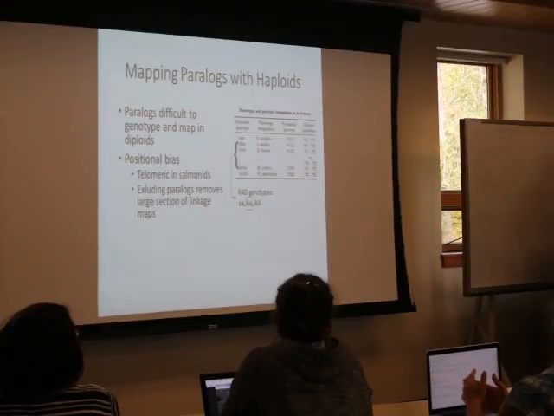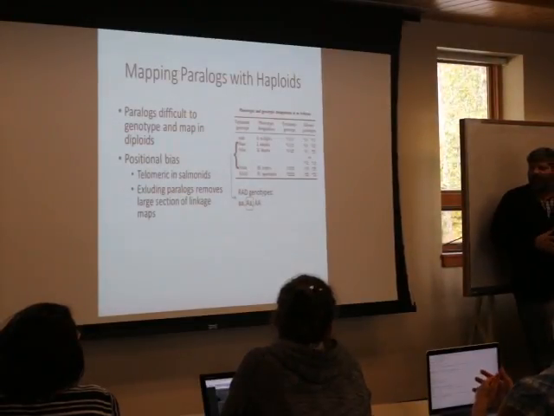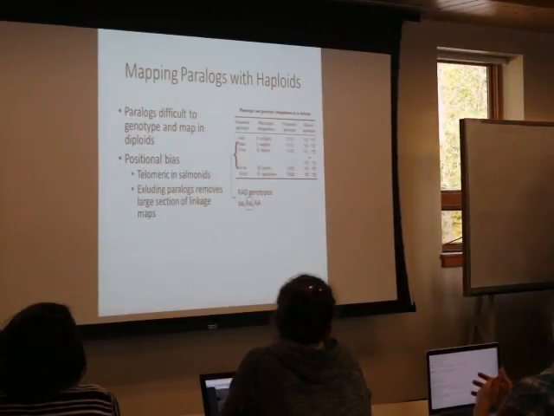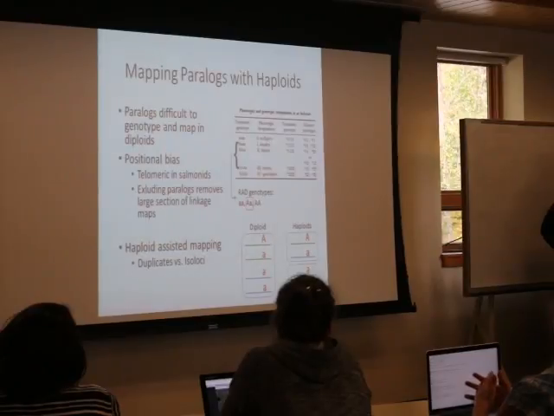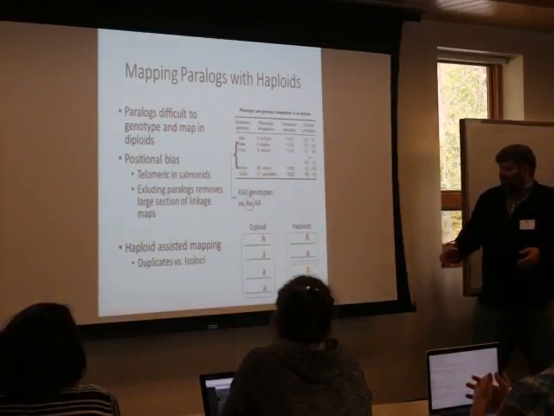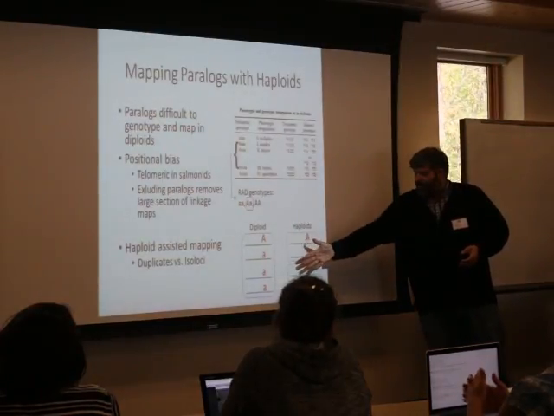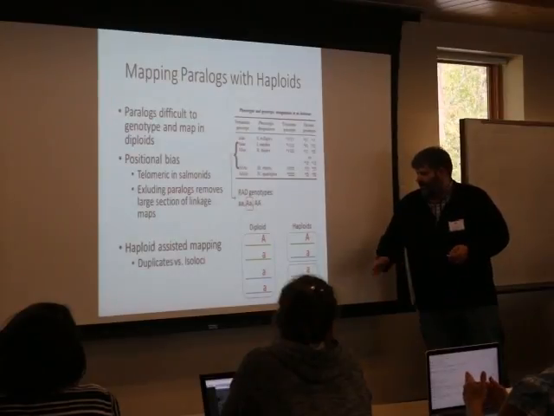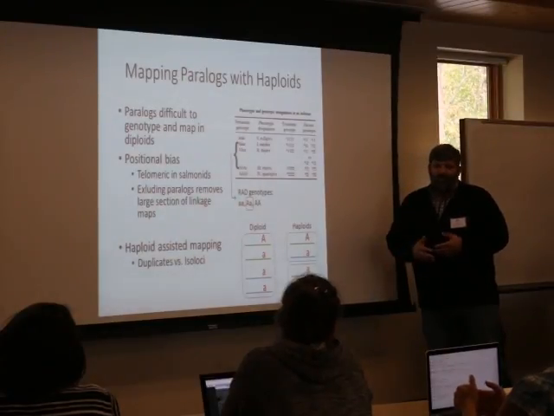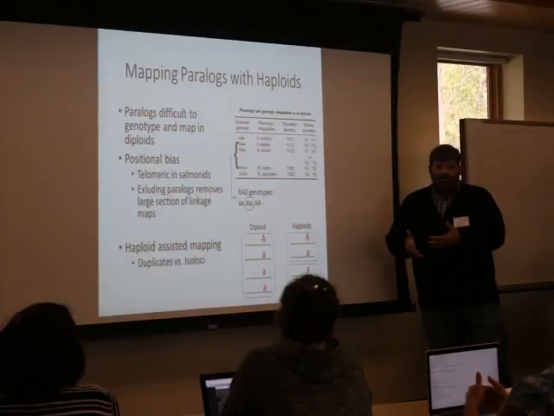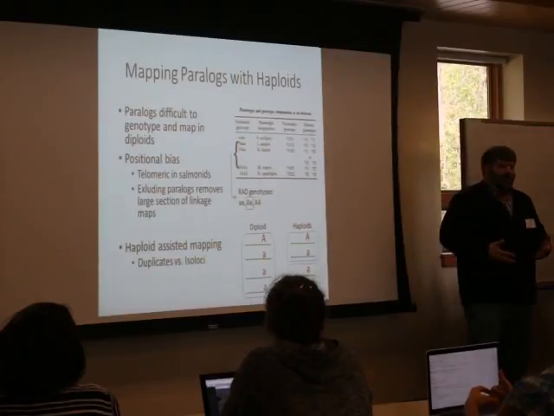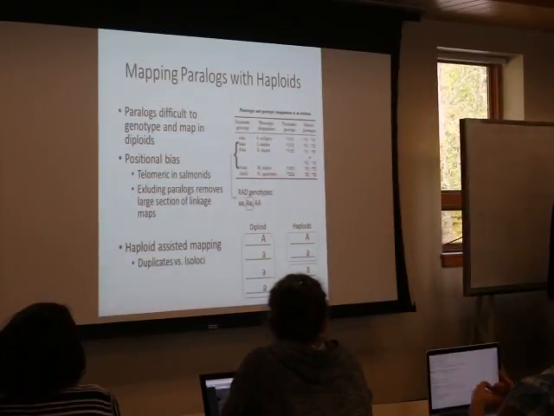With salmon, these also have a strong positional bias. They tend to be in the telomeres, so we lose a lot of information by not including these. With haploid mapping, essentially, if you have your duplicate chromosomes in a diploid, in the haploid offspring they've separated, and these essentially act like normal diploid loci. So they're really easy to map with haploids.